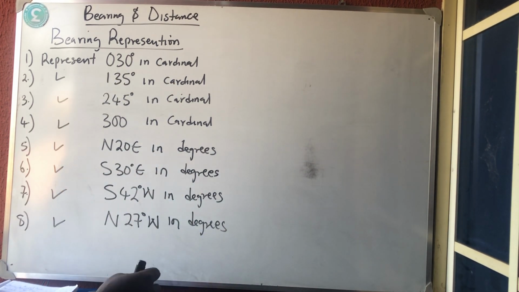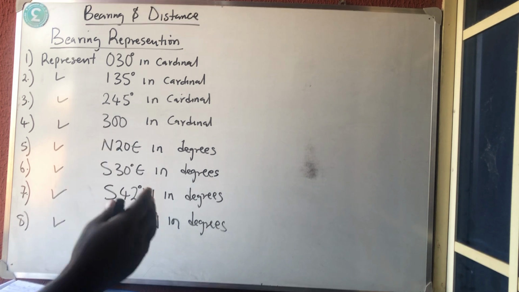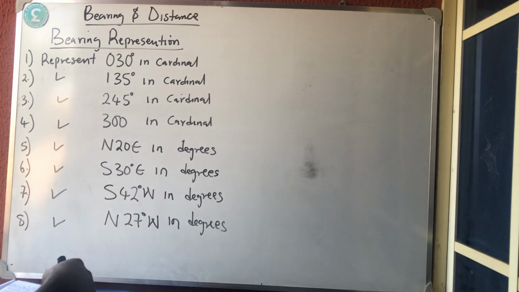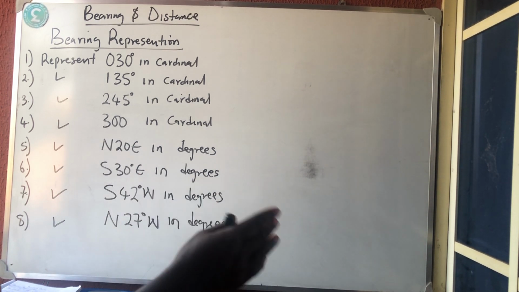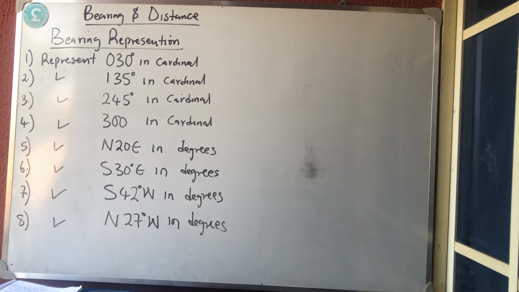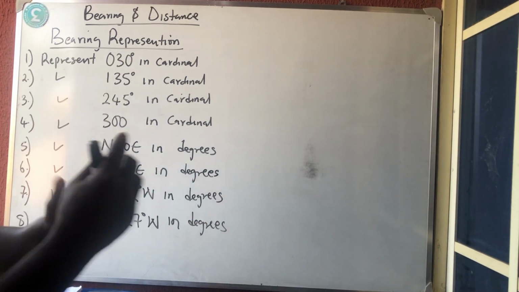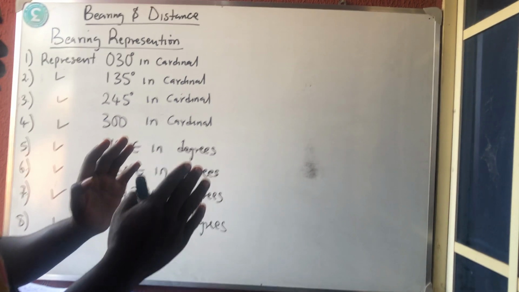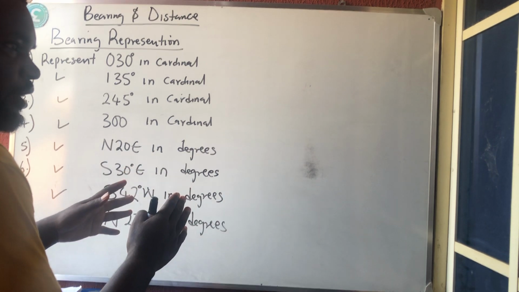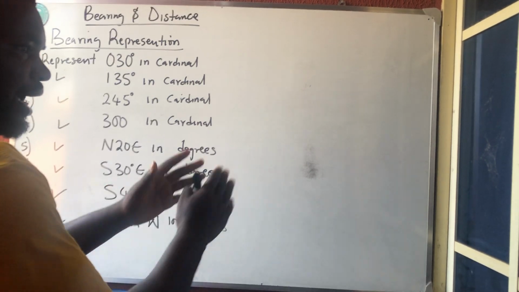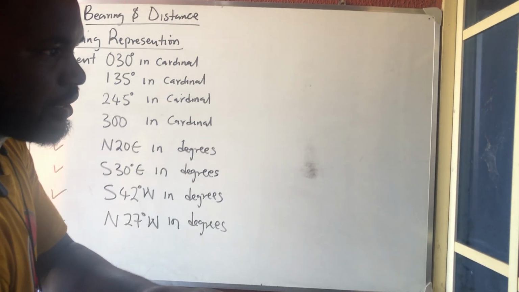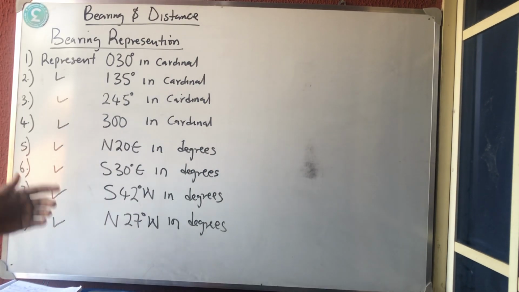The next representation of bearing is in cardinal points. That is where you have the north, east, west and south. Now look at this question. Sometimes in the question, they will give you bearing in degrees and tell you to represent it in cardinal, or bearing in cardinal and you present it in degrees. So let's solve this question.